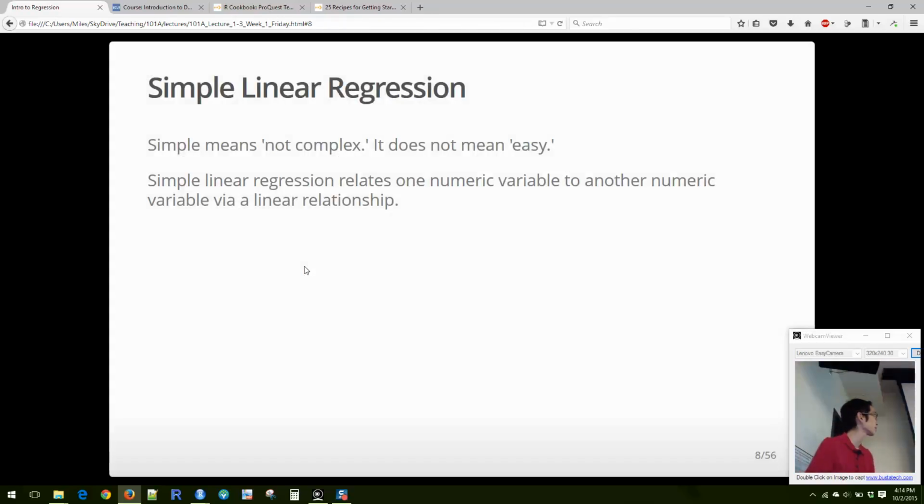Okay, let's talk about regression. We're going to look at simple linear regression, and simple means not complex. It doesn't necessarily mean easy, although simple linear regression is probably the quote-unquote easiest form of regression. But there are a lot of important concepts that we've got to cover in simple linear regression. So we're going to start off with easy models and talk about important concepts of regression, and then once you have that down, you can generalize to more advanced forms.